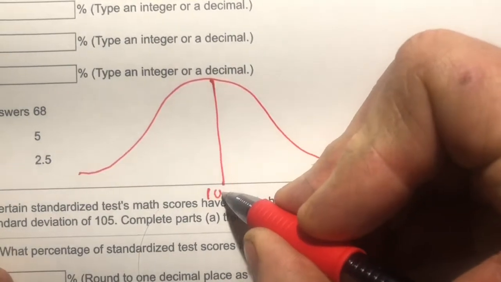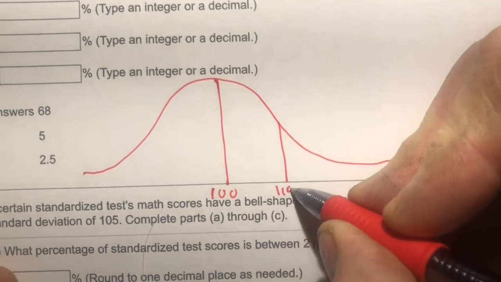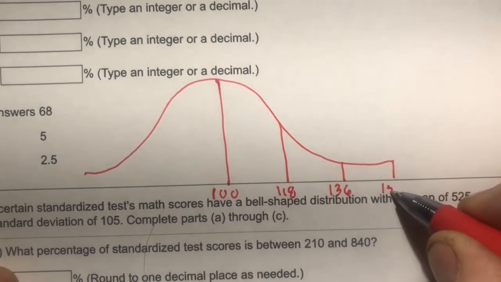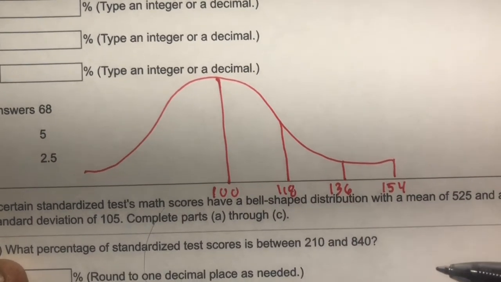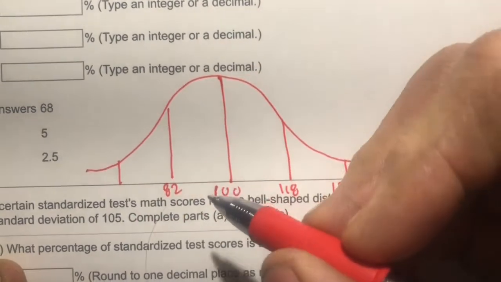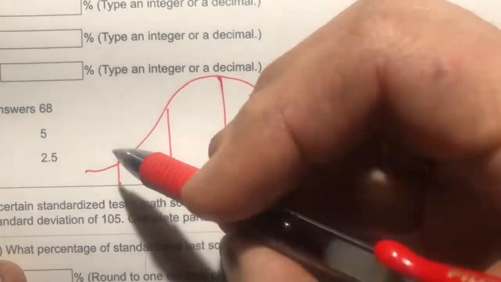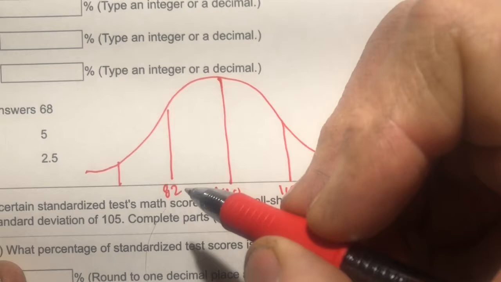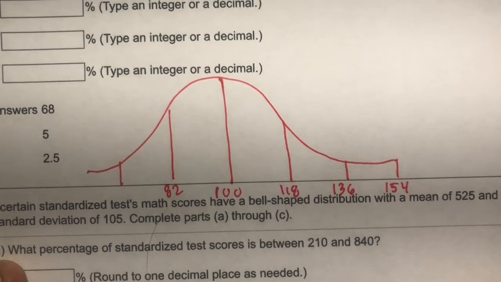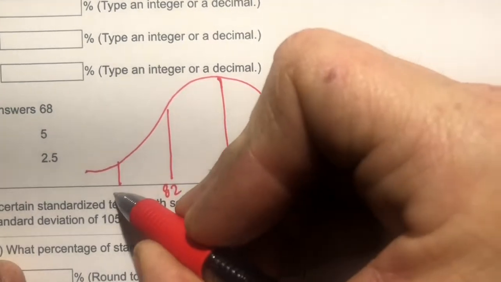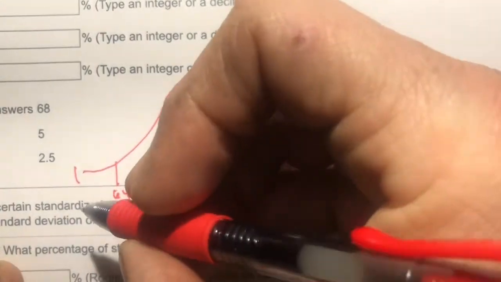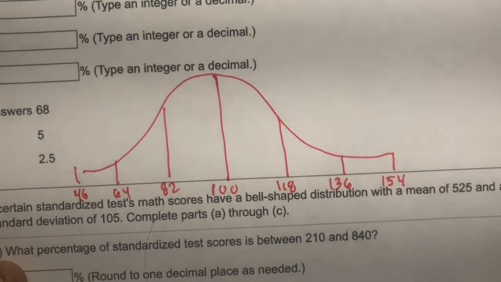All right, so this is 100 right here. One standard deviation would be 118. Another standard deviation, add 18 again. And then another one, 154. Okay, going back this way, I subtract 18, which is 82. Subtract 18 again, which would be, was it 64? No, hold on. 82, 18, yeah, 64. Okay, and then subtract 18 again, that's going to be 46.